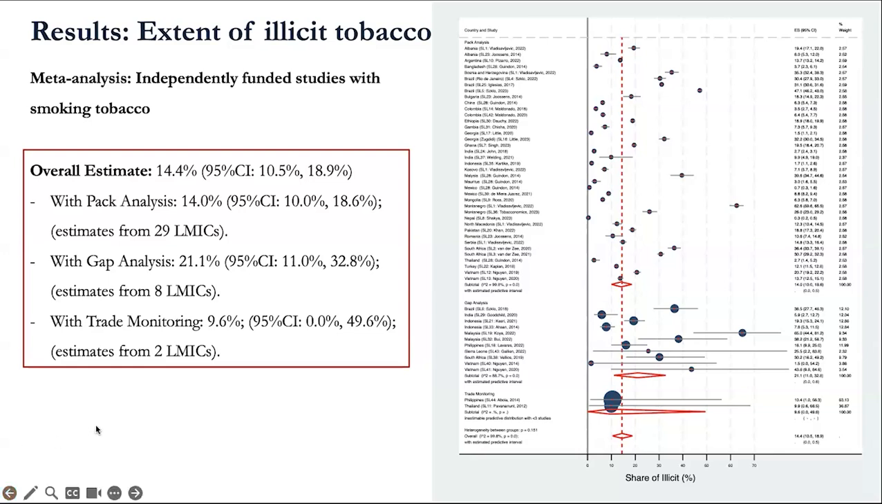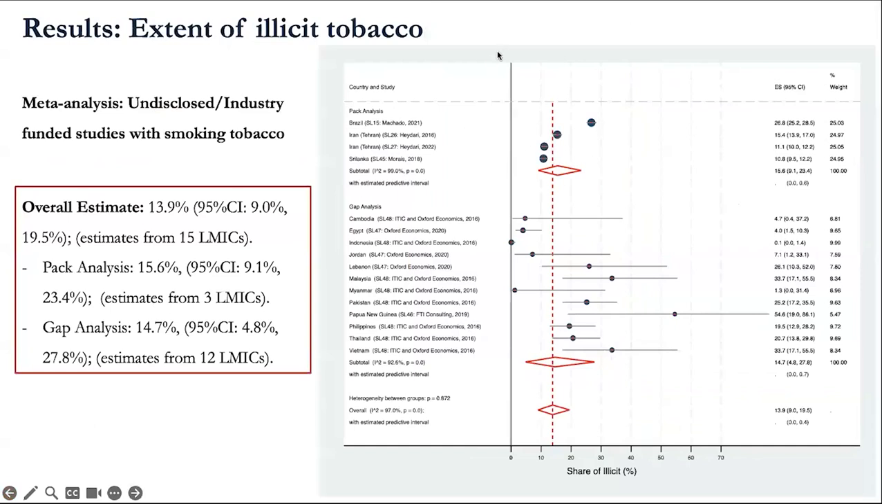Now, moving on to the estimation of industry-funded studies, as you can see here, the overall share of illicit tobacco for smoking tobacco in industry-funded studies was 13.9%. And when we stratified these undisclosed or industry-funded studies depending on the method of estimation, we can see that for the industry-funded studies that used pack analysis, we have evidence of such estimation in only 3 low and middle income countries, and the estimate was 15.6%. And with the gap analysis, mostly used by the industry estimates, the estimate came from 12 low and middle income countries, and the share of illicit tobacco was 14.7% in those countries.